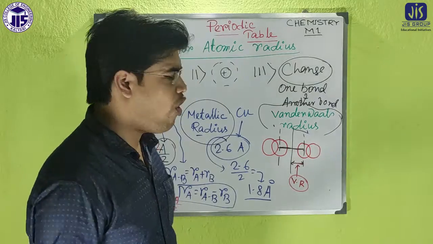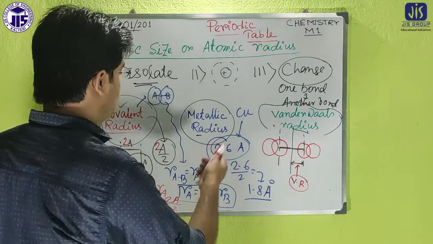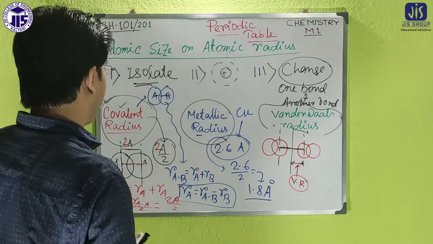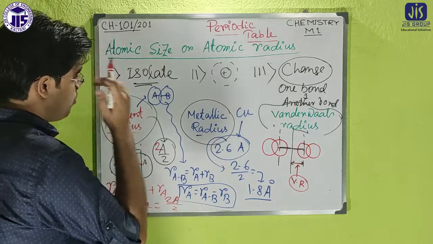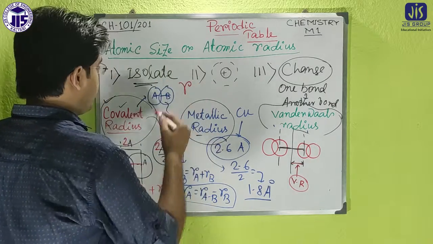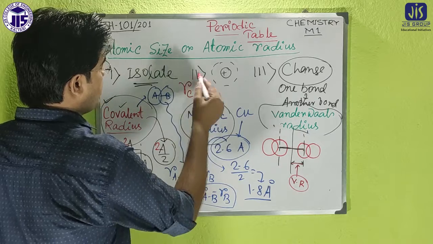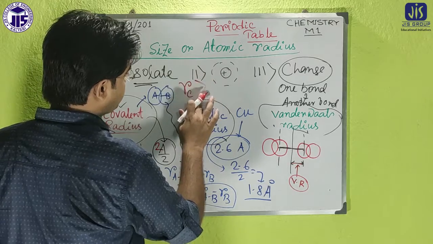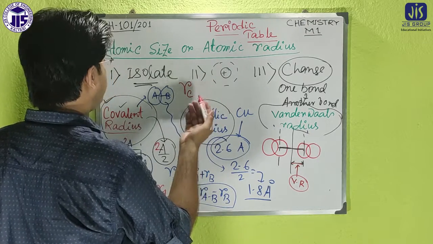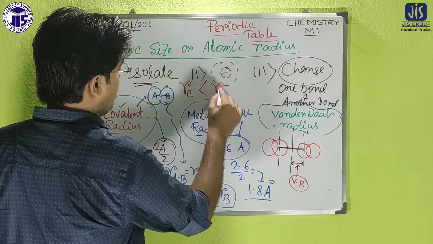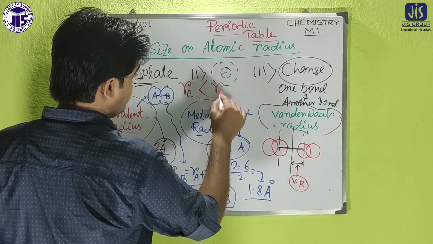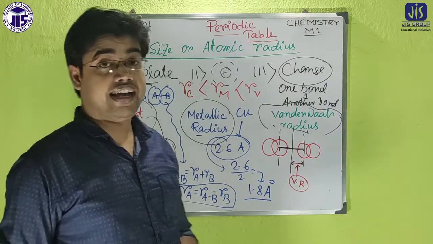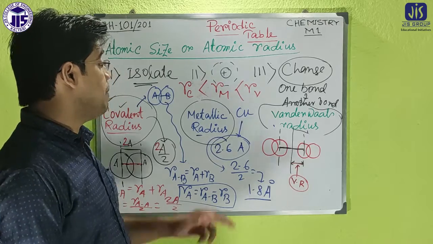Now, what is the order of the three radii: the covalent radius, the van der Waals radius and the metallic radius? Obviously the order is: the covalent radius is the smallest, because the distance is lower there, then the metallic radius, and then the van der Waals radius. So the van der Waals radius is higher than the metallic radius.